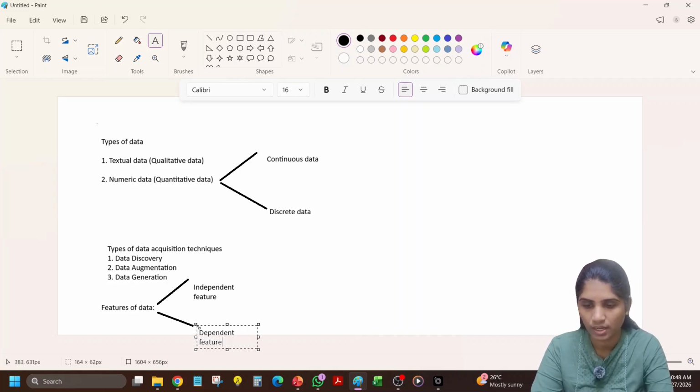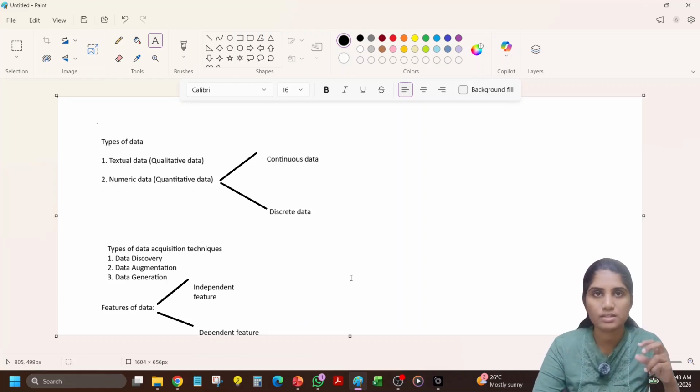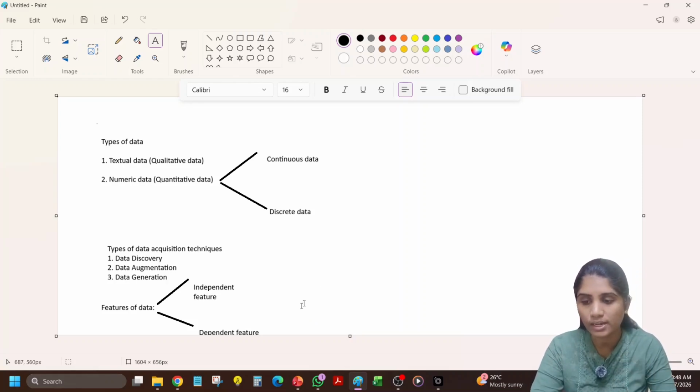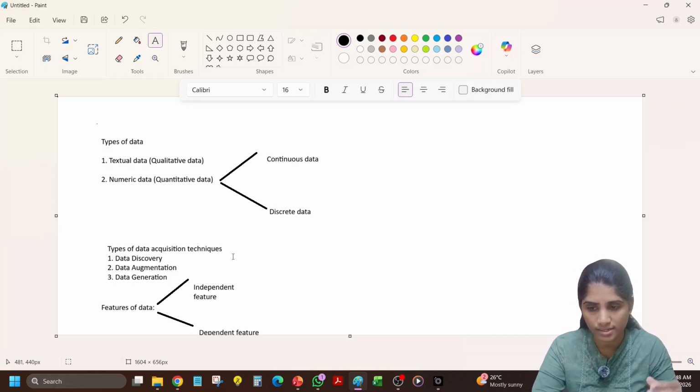Mostly we will be discussing all these topics. Just try to understand first what each and every term means. What does data discovery mean? What does data augmentation mean? Just try to understand and correlate with one example. I will also tell you one example, so you will be able to understand the terminologies, and then we can go into the depth. So I am going to start from here.